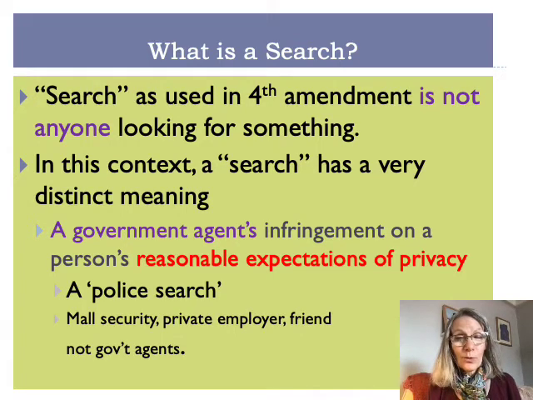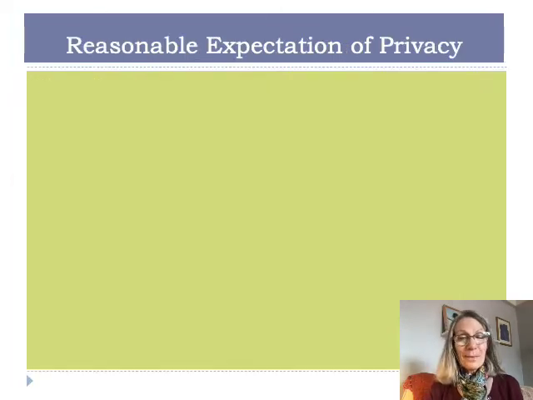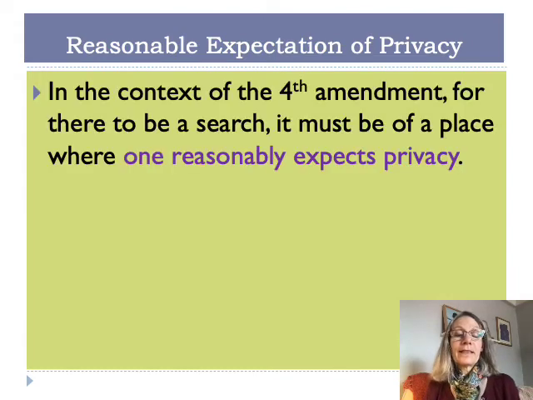When the Fourth Amendment uses the word search, they're talking about a police search, a government agent doing that search. But another part of the Fourth Amendment is that for there to be a search, it must be of a place where one reasonably expects privacy. So it has to be a government agent engaging in that search, but for that search to be considered unreasonable, it has to be a search of a place where one expects a reasonable sense of privacy, right?